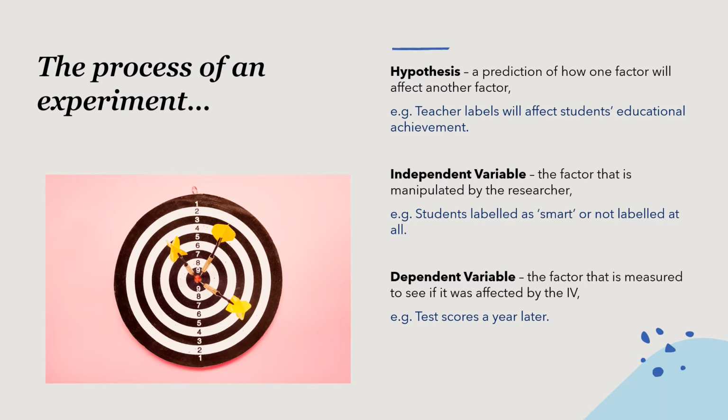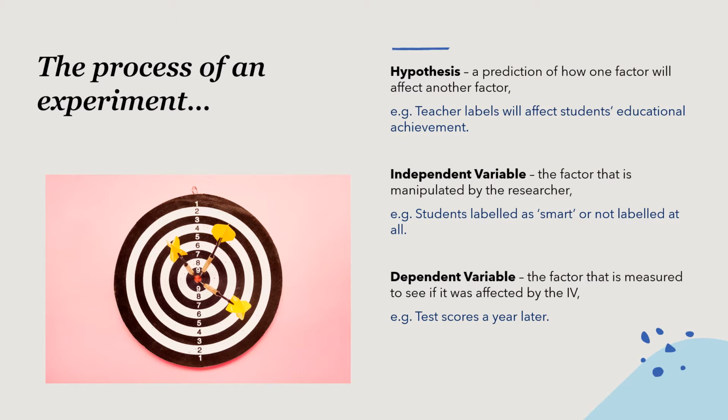And within that hypothesis, there's generally an independent variable and a dependent variable. So what we've got with the independent variable, the IV, is it's the actual thing that the research is going to manipulate, the thing that the research is going to change. So in this example, whether or not a student gets a label, whether or not the teacher labels the student as smart, is our independent variable. That's the thing that's being manipulated. So there's two groups there, the labeled group and the non-labeled group.